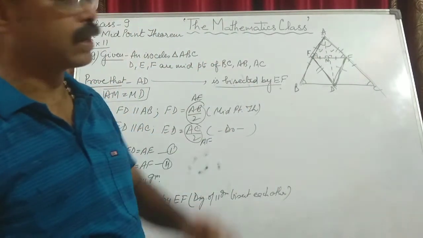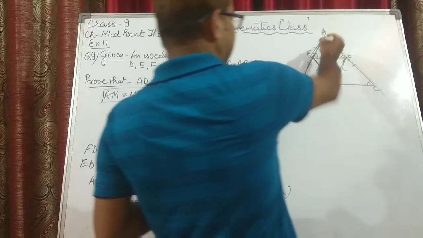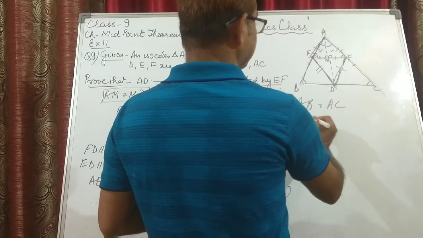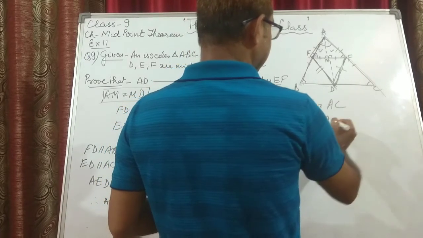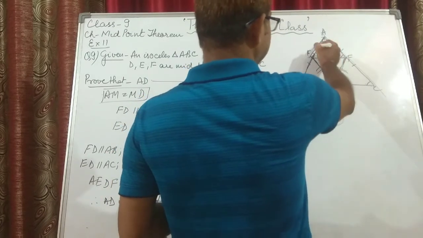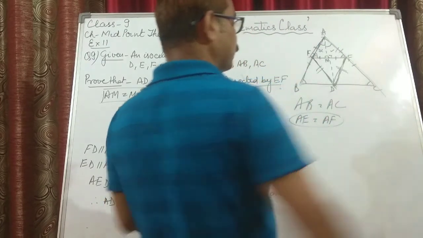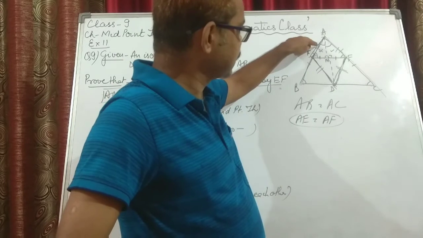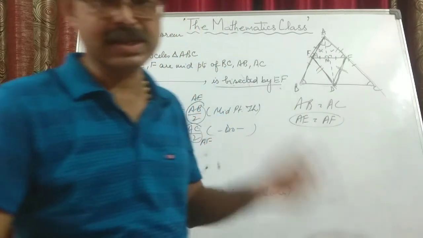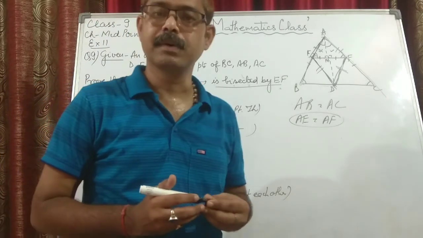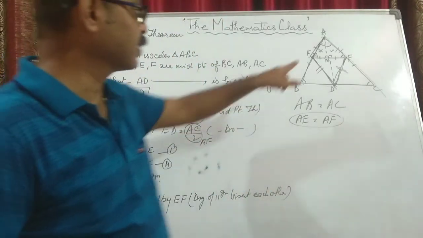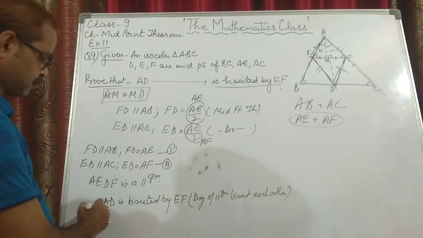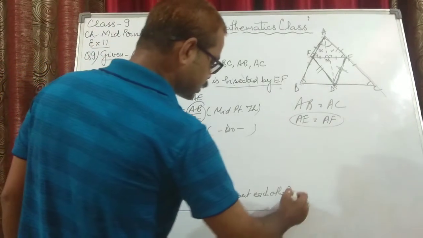Basically, this is not just a parallelogram, this is a rhombus, because AB and AC are equal. Half of AB is AF and half of AC is AE, and AE and AF are equal. When one pair of opposite sides is parallel and equal, obviously this is a parallelogram. But this side is equal to this side also, so it becomes a rhombus. And in a rhombus, the diagonals perpendicularly bisect each other. And here also we can say that these are 90 degrees, so they are perpendicularly bisecting. But we required only to prove that AD is bisected by EF, so that is what is proved.